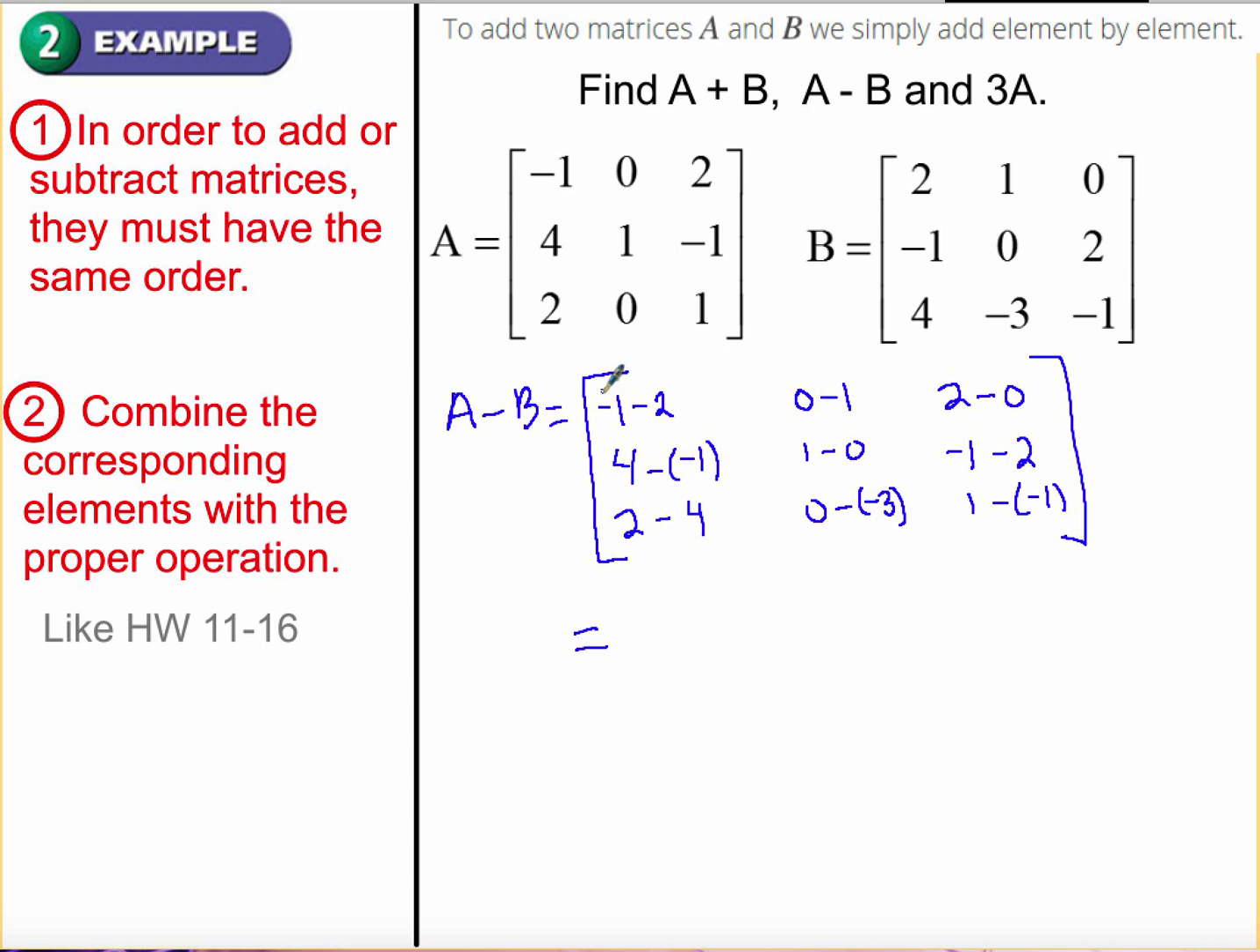And let's see, -1 minus 2 is -3. 4 minus -1 is 5. 2 minus 4 is -2. 0 minus 1 is -1. And we have 1 minus 0. That's easy. 0 minus -3, a little addition. 2 minus 0 is 2. -1 minus 2 is -3. And 1 minus -1 is 2.